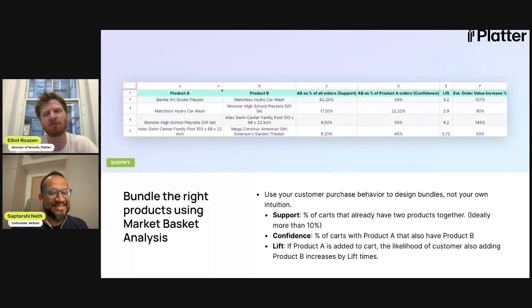So is there a threshold that you're looking for in lift, where below this it's not really worth it, or above it you're silly not to? Yeah, I'd say it depends on the brand's own numbers. Like in this case, 3.2 in my fake example, the difference between 3.2 and 5.72 is quite high.